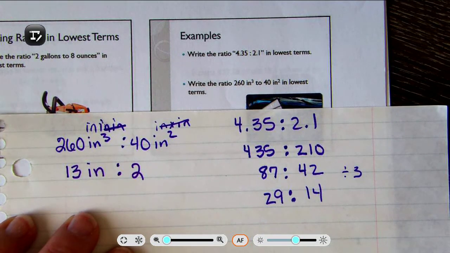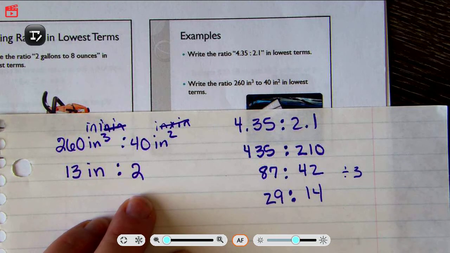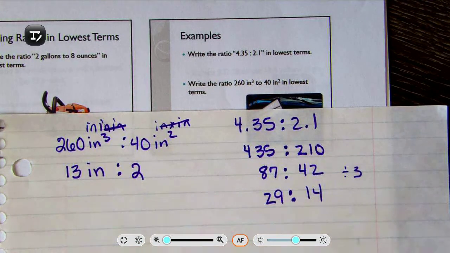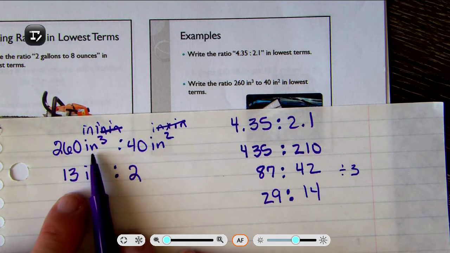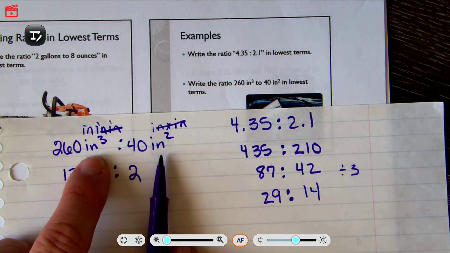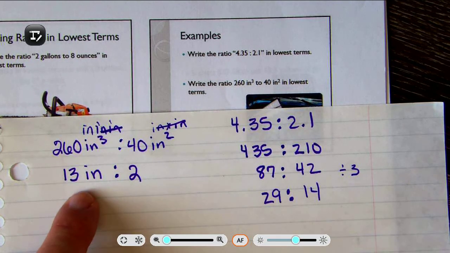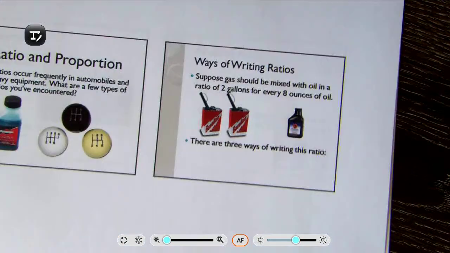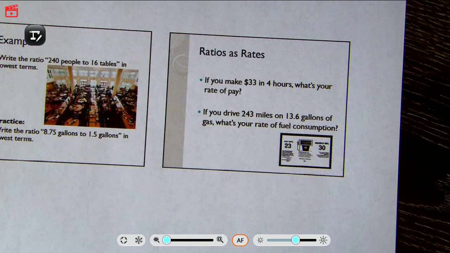So taking the 260 divided by the 20 and the 40 divided by the 20, I get the 13 and the 2. Dividing or getting rid of 2 of the inches in each of those just leaves an inch here as well. Let's see what we got on the next slide here.